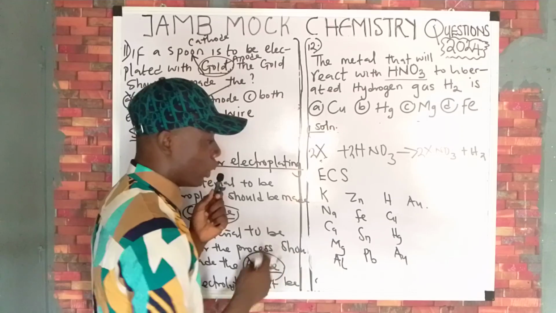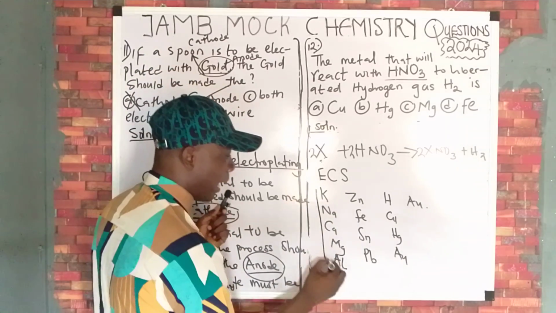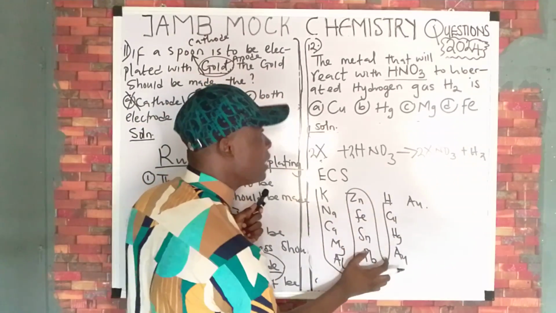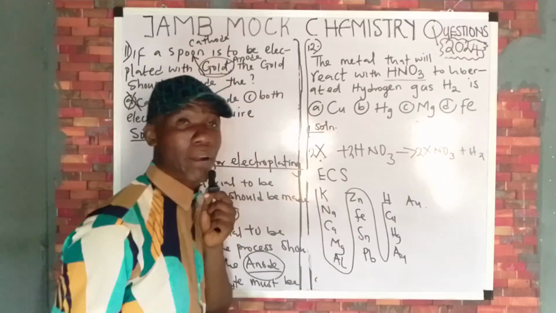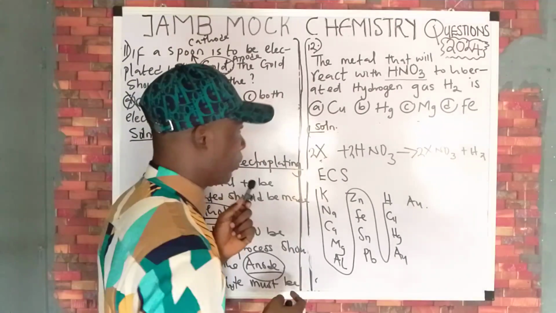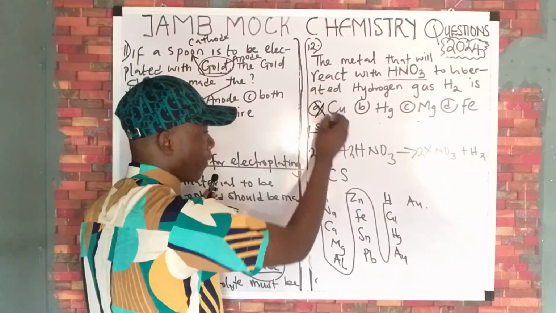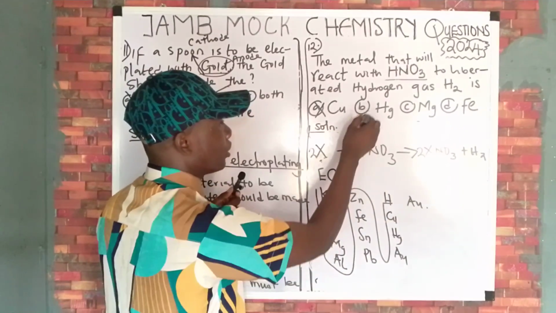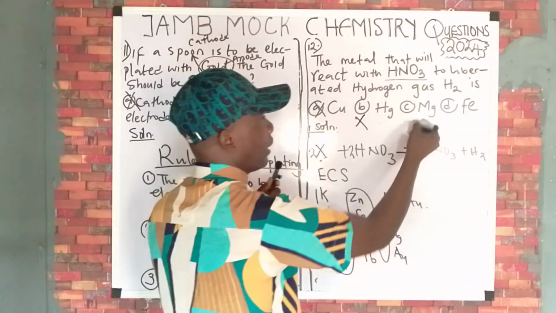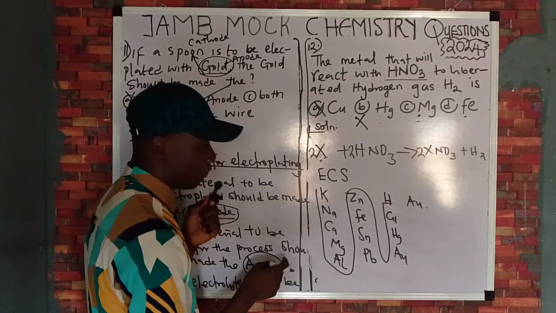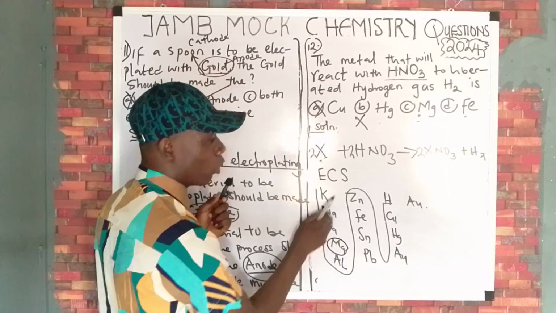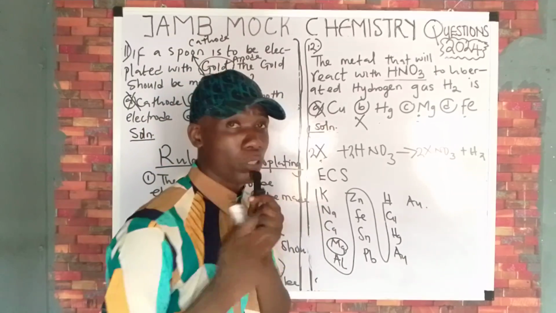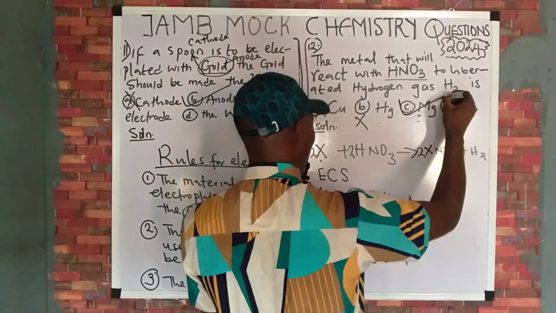Now, if you watch very well, you will find out that all these metals are more electropositive than hydrogen, for which they will all displace hydrogen from mineral acid. But if you check the options very well, you will find out that copper is far below hydrogen, so it cannot displace. Check silver, it is below hydrogen, cannot displace. The only two options we have here are magnesium and iron. But if you watch very well, you will find that magnesium is more electropositive than iron. So magnesium will be a better element to be used for this experiment. So our answer is option C.